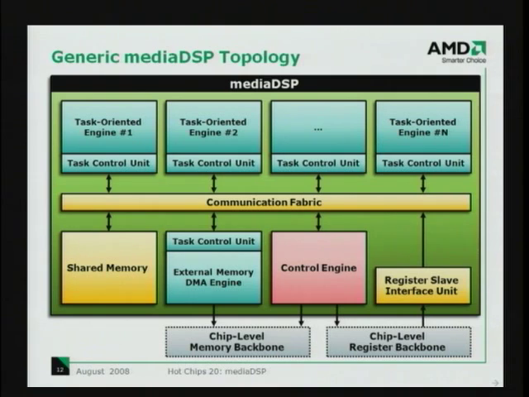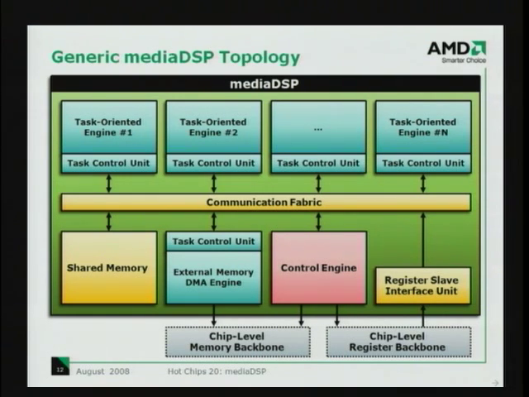And the RISC control engine is shown in red here. We can have more than one control engine if required. And it has direct connections to the chip-level register backbone of an SoC, but more importantly, it has a direct connection to the chip-level memory backbone, to the external SDRAM, so that its memory accesses for running programs and so forth do not take up any bandwidth off of that internal communication fabric in the mediaDSP.